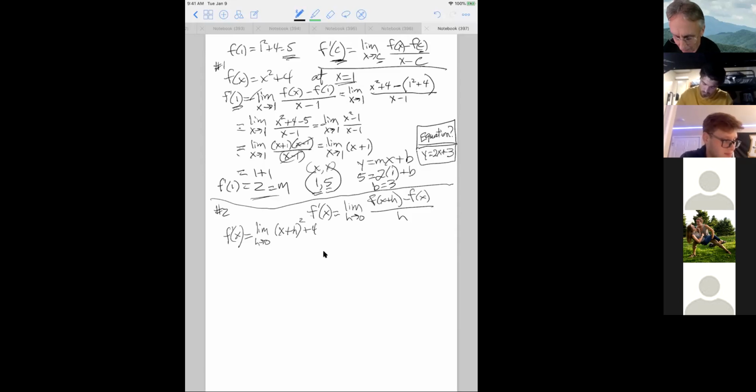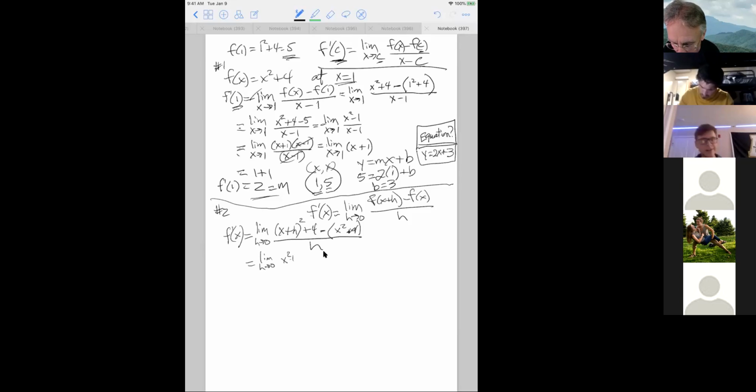Minus f of x. Our original function is just x squared plus 4. Okay? And that is over h. And now, the limit is h going to 0, the h is there. Remember that h is going to disappear. So we end up with the limit as h goes to 0. I could have put a smiley face there. That would have saved the moment.